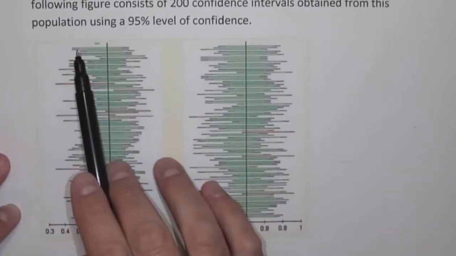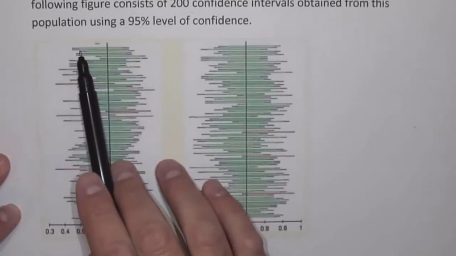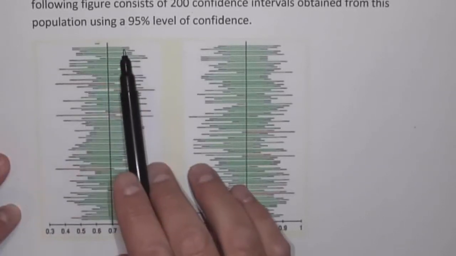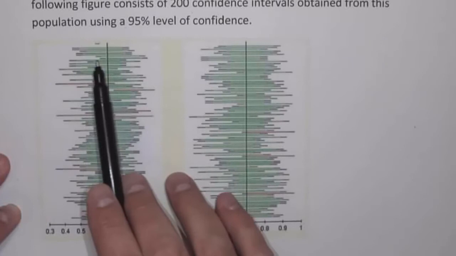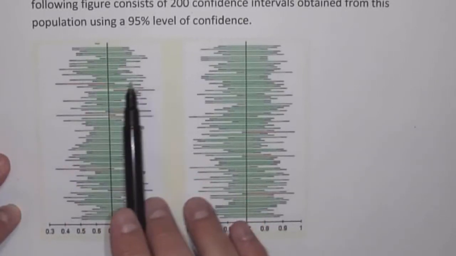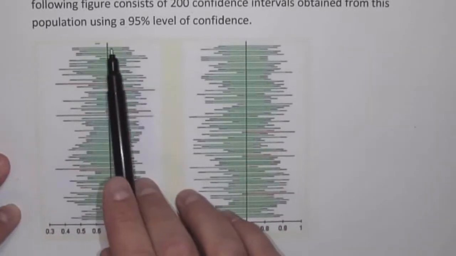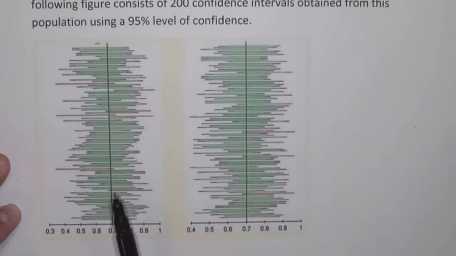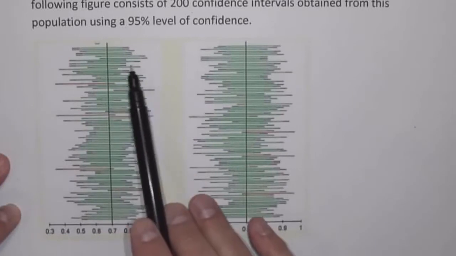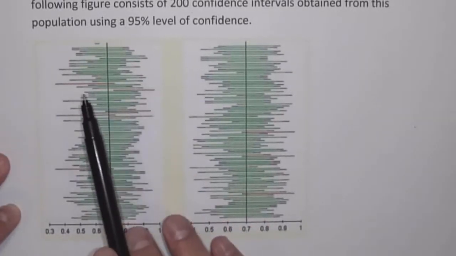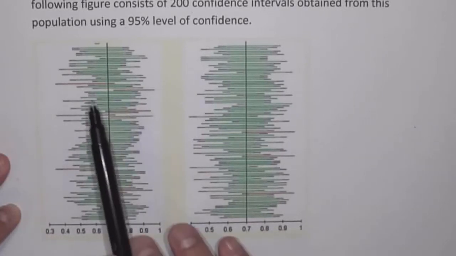For example, this first line goes from about here to about here. The second line goes almost the exact same, from about here to about here. The third line goes from here to here, and so on. Each one of these horizontal lines is representing a confidence interval. All of the lines that you see that are green are confidence intervals that actually contained the 0.7. The ones that are red did not contain 0.7 within the confidence interval that was found.